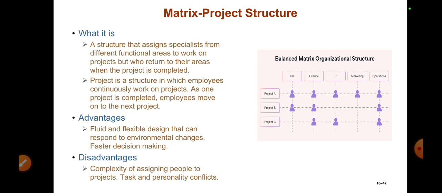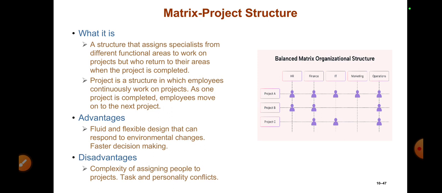And the matrix structure assigns specialists from different functional areas to work on a project, but they return to their areas when the project is completed. So matrix structure means, for example, one expert comes from the marketing department, one from the research and development department, one from the management department, one from the HR department, and by all the experts coming together, they form a team. And if this team completes their job, they return to their own position.